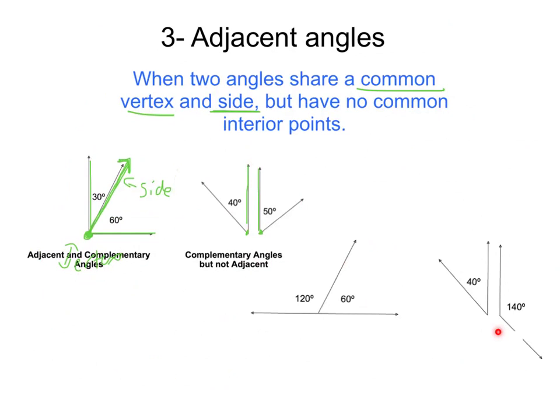And if we see right here, on our left side, because they share a point right here for the vertex and a side, this 20 and 60 degrees are adjacent and complementary. But right here, because there are two different vertices, and even though the sides are going the same way, since they are not shared, these are not adjacent.